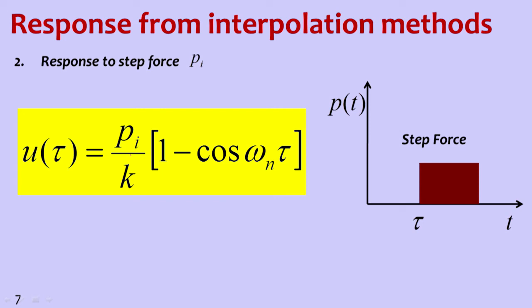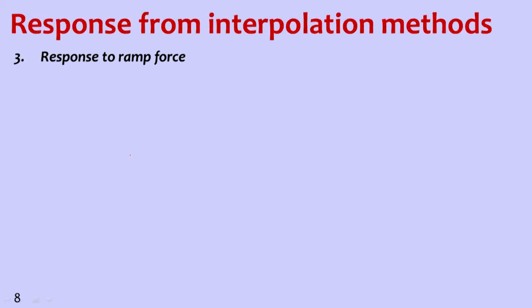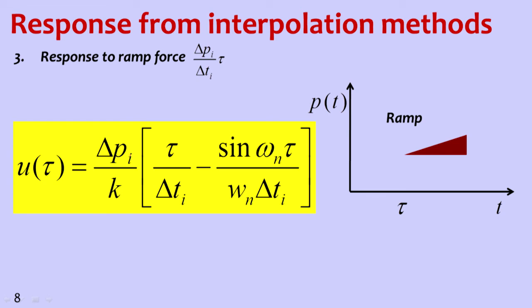So this is the response due to step force, and the third one is the response due to ramp force. This also we have studied in the Duhamel's integral lecture; you may refer to that. u(tau) is equal to delta pi by k multiplied by tau by delta ti minus sin omega n tau by omega n delta ti. This delta ti is the time interval which is usually constant, and delta pi need not be constant, but delta ti will be constant.